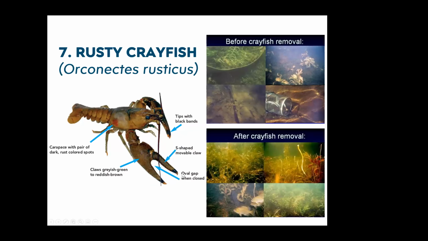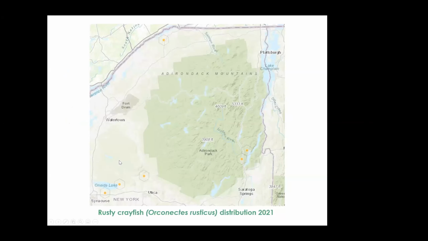And the last one is the rusty crayfish. This one is not in our region yet, but we want to keep an eye out because they are voracious little lobsters that, as you can see from these pictures, will just eat everything: all plants, aquatic macroinvertebrates, insects, small fish, anything they can get their hands on. The rusty crayfish is named for the dark rust-colored spot on its shell, and they have black tips or bands on their claws. So be on the lookout for them.